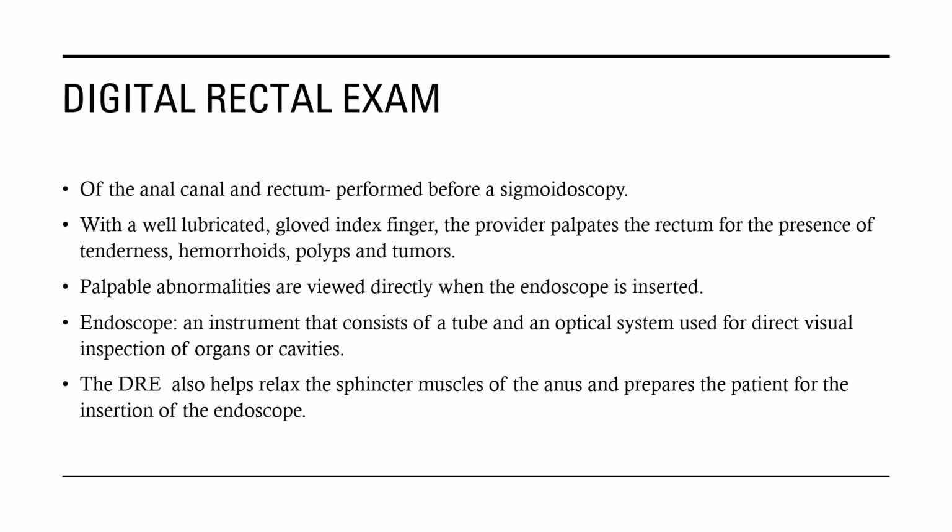Okay, digital rectal exam. This is performed before a sigmoidoscopy. This is also abbreviated as DRE, and it's looking at the anal canal and rectum. So how it works is with a well-lubricated gloved index finger, the provider is going to palpate the rectum for the presence of tenderness, hemorrhoids, polyps, and tumors. Palpable abnormalities are viewed directly with the endoscope when the endoscope is inserted. An endoscope is an instrument that consists of a tube and an optical system for direct visual inspection of organs or cavities. The DRE also helps relax the sphincter muscles of the anus and prepares the patient for the insertion of the endoscope.